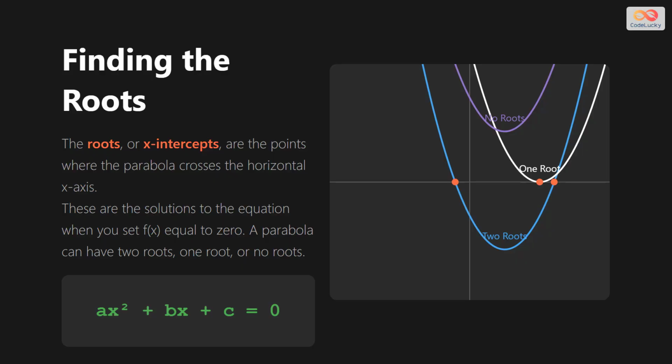The roots of a quadratic function are the points where its parabola intersects the horizontal x-axis. To find them, you set the function equal to 0 and solve the equation ax squared plus bx plus c equals 0. Depending on the function, a parabola might have two roots, a single root, or no roots at all.